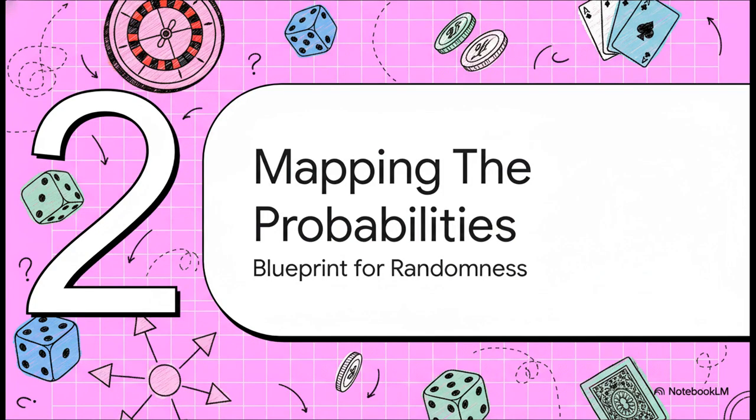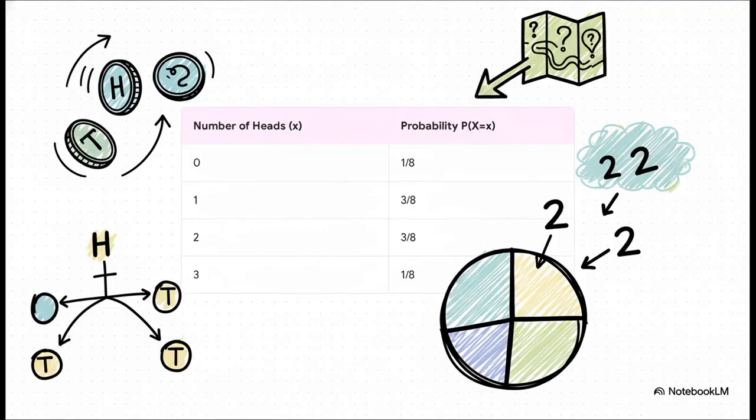Okay, so we've got our outcomes turned into numbers. What's next? Well, the obvious question is, how likely is each one of those numbers to pop up? This is where we start creating a kind of blueprint for the randomness itself. So we build what's called a probability mass function, or just PMF for short. The best way to think about it is like a complete probability map for our random variable. This table shows you the exact probability for each number. So, for instance, the probability of getting exactly 2 heads is 3 out of 8. Why? Because there are 3 different ways that can happen out of 8 total possibilities.